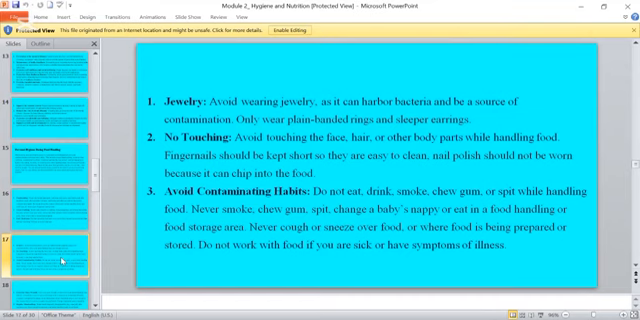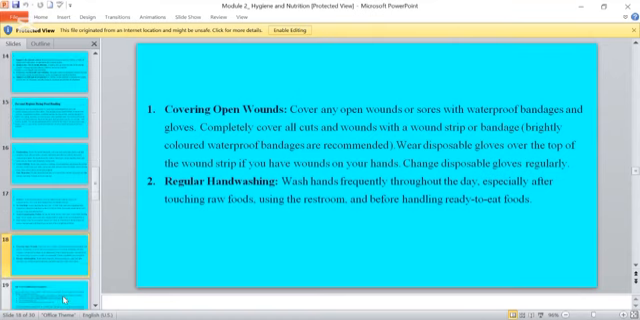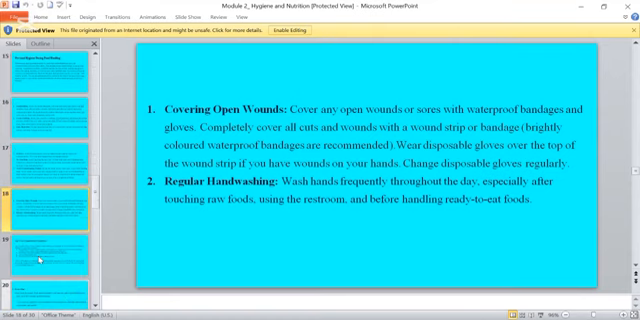We also have avoid wearing jewelry as it can harbor bacteria and be a source of contamination. Avoid touching the face, the hair, or body parts while handling food. Do not eat, drink, smoke, chew gum, or spit while handling food. And do not change the baby's nappy or eat in a food handling or food storage area. Do not sneeze in food. Do not cough in food. And then cover any open wounds or sores with waterproof bandages and gloves. And regular hand washing. We've mentioned that.